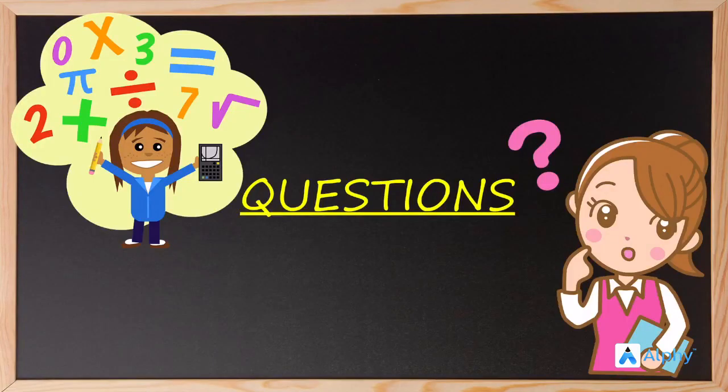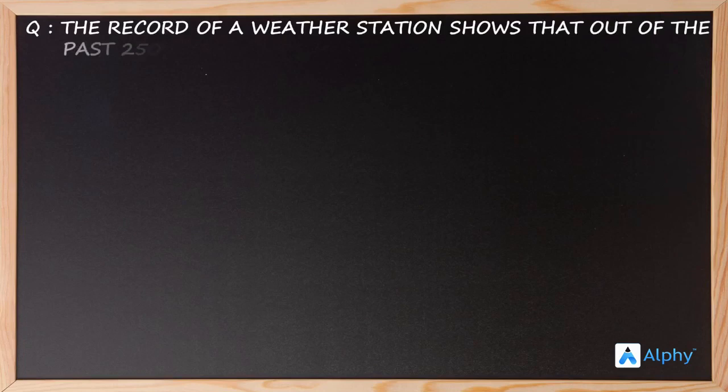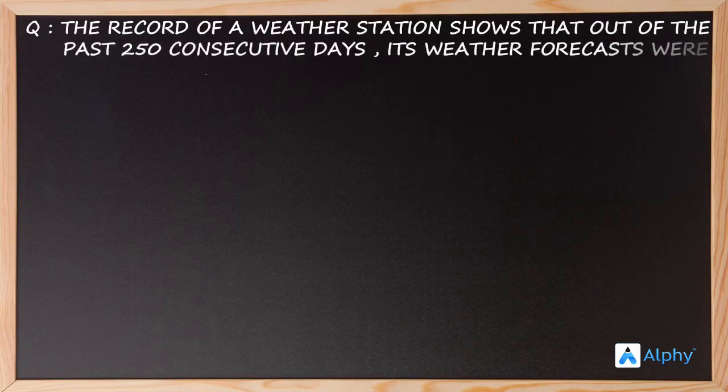Students, let's discuss a question related to probability. The question is, the record of a weather station shows that out of the past 250 consecutive days, its weather forecast was correct 175 times. So this is a question that deals with weather forecasting. The number of days under consideration is 250, and out of that 250, the weather forecasting was correct 175 times.